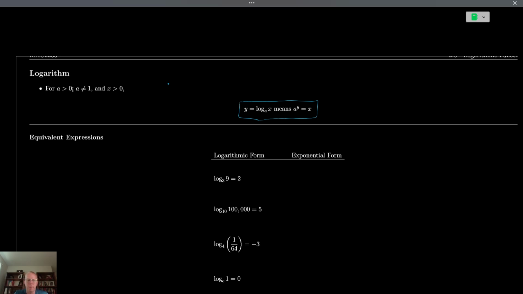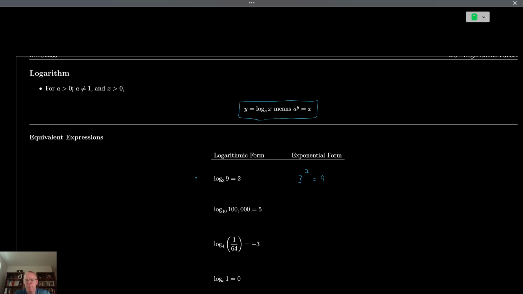And so we have some examples here, equivalent expressions. So log base 3 of 9 equals 2. Now what does that mean? If you didn't have the 2, so it's just what is log base 3 of 9? It's essentially asking what 3 to the what equals 9. So what exponent do we need? And of course that's 2. So 3 squared equals 9.